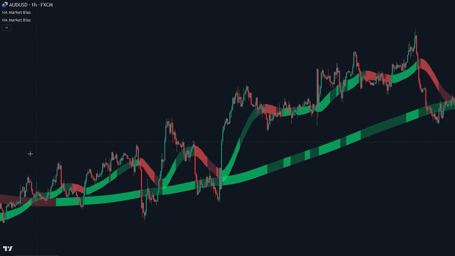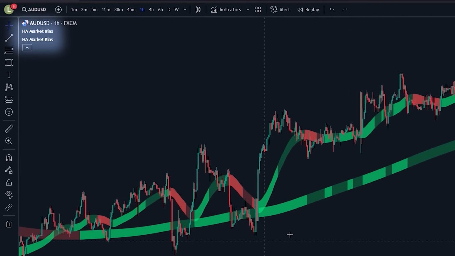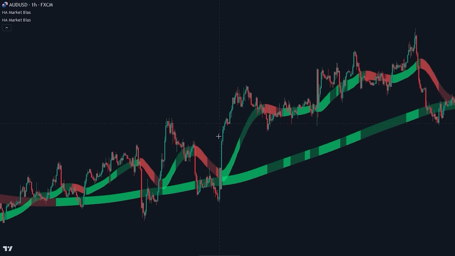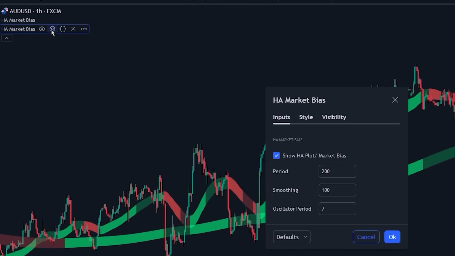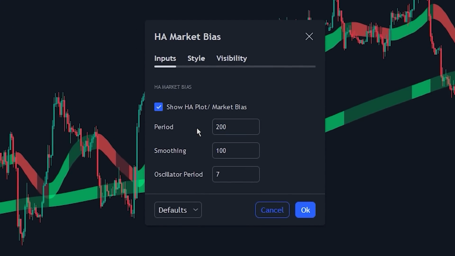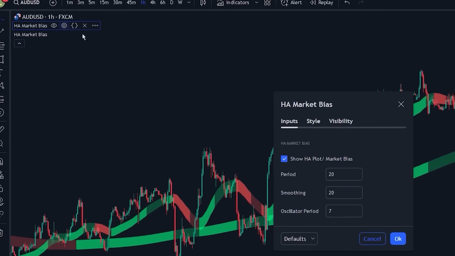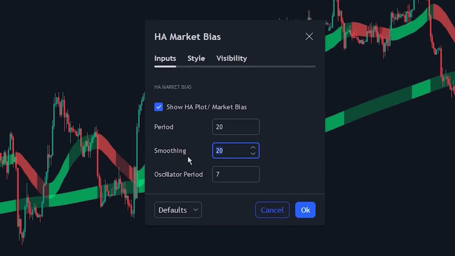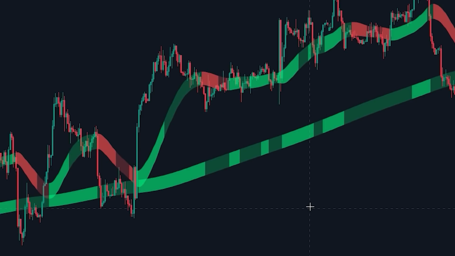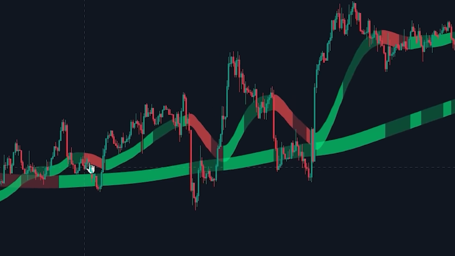By adding two market bias indicators to the chart, each with different settings, we can see both the short and long-term trend. In this case, one of the indicators has a period value of 200 with the rest of the settings at default. The other indicator has a period of 20 and a smoothing value of 20, with the oscillator period using default settings.